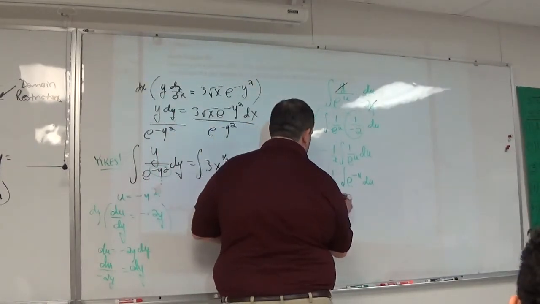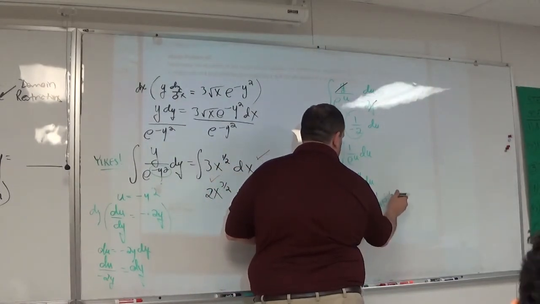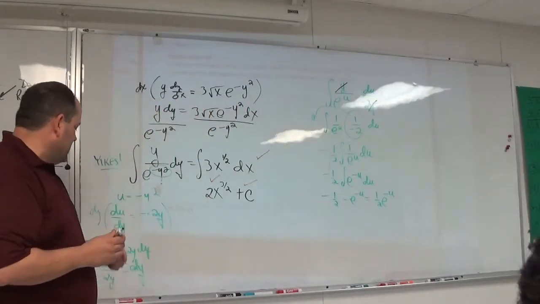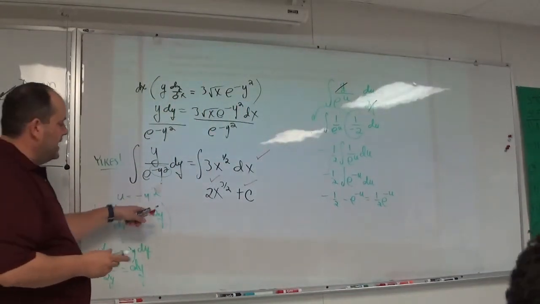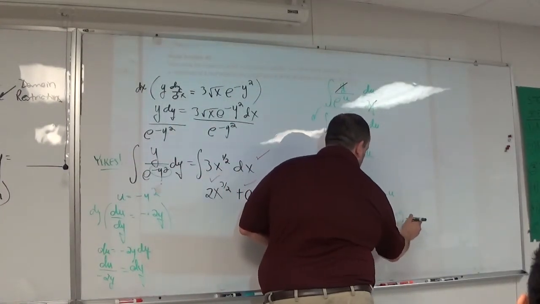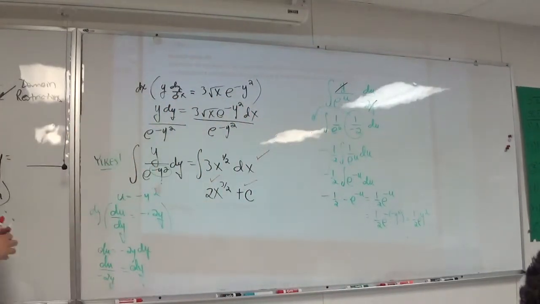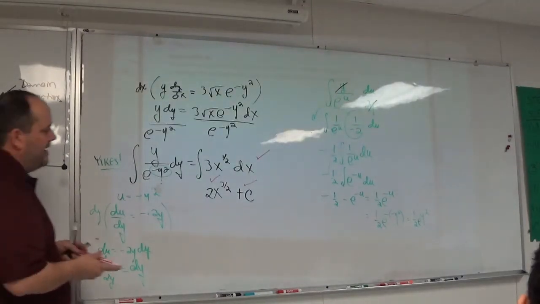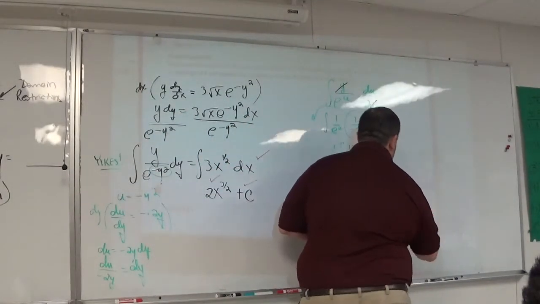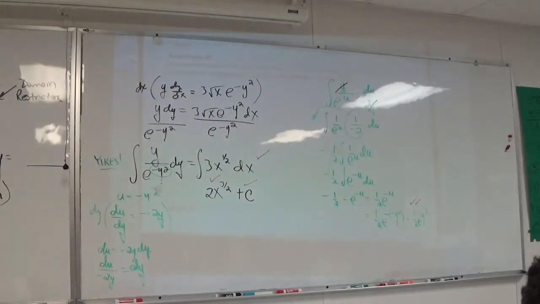So you've got negative 1/2 times negative e to the negative u, which is the same as 1/2 e to the negative u. I know we got a lot going on here, but u is negative y squared. So it's 1/2 e to the negative y squared. I have never, ever in my life seen the College Board ask a separation of variables question that hard, that ugly, that involves integration by substitution. I just created it because I have high expectations.